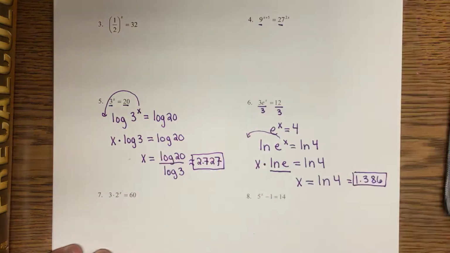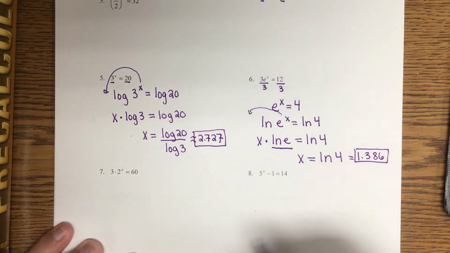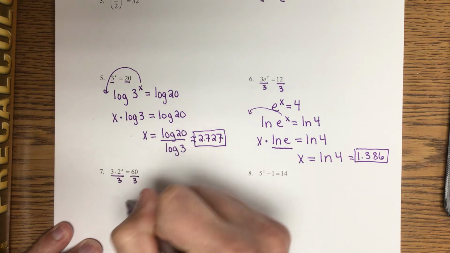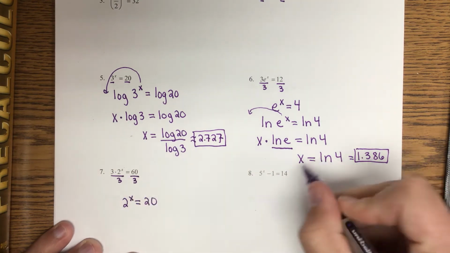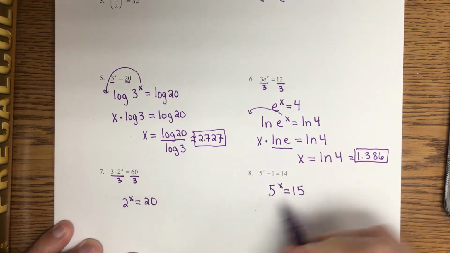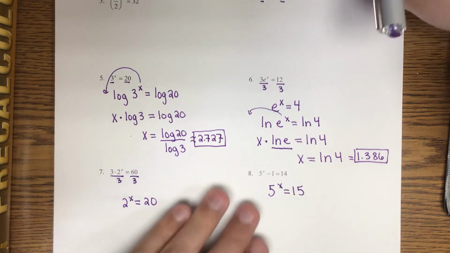So your job when you're solving these problems is, and I'm going to set up 7 and 8 for you, you need to get the base by itself. So for number 7, you would divide by 3. Or in number 8, you would add the 1. But you're going to get the base by itself, and then you're going to take the log on both sides. So I'll let you try those 2 problems.